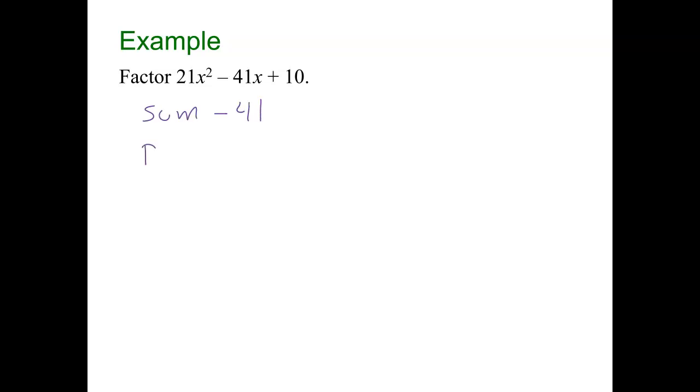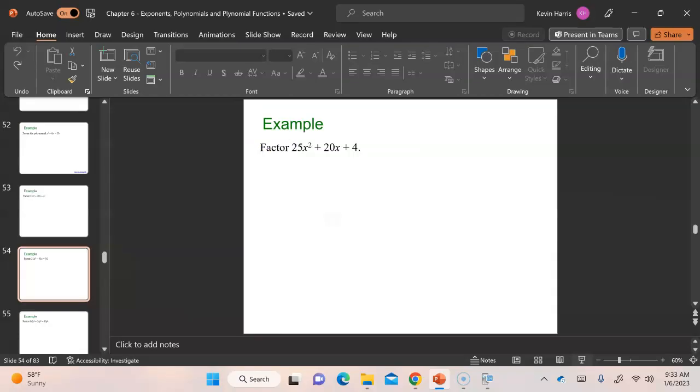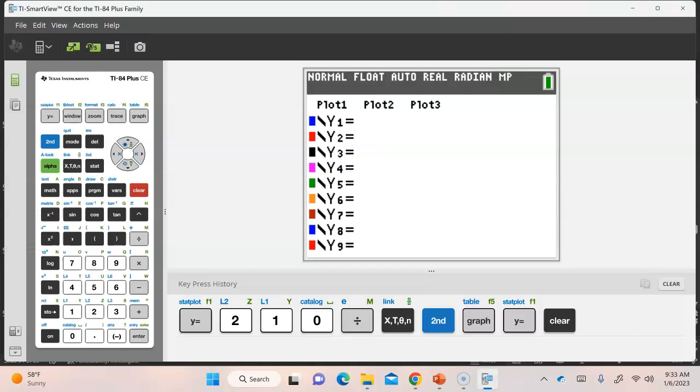I need a product of what? 210. Good. 21 times 10. All right. Again, this is where our calculator comes in handy because trying to find factor pairs of 210 is going to be really annoying, right? So let's bust out our calculator. And let's get our factor pairs.